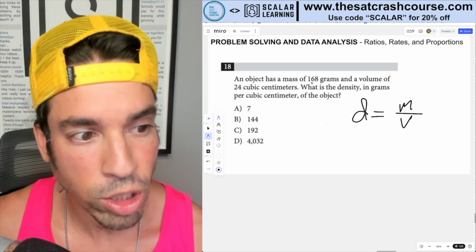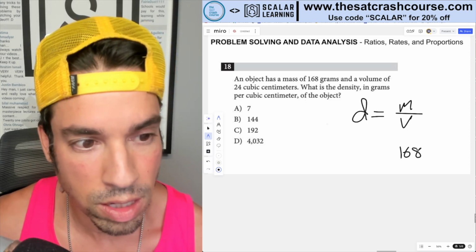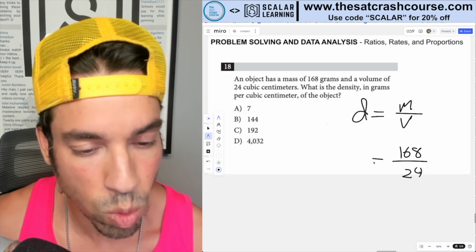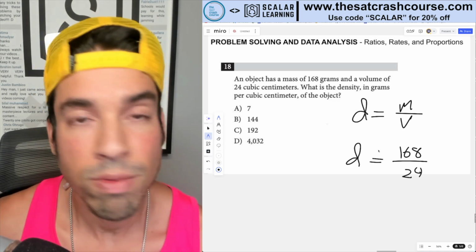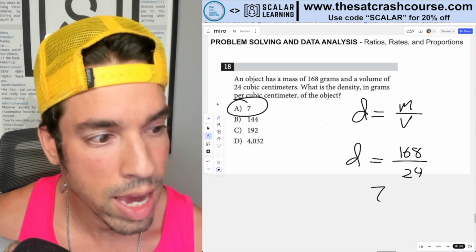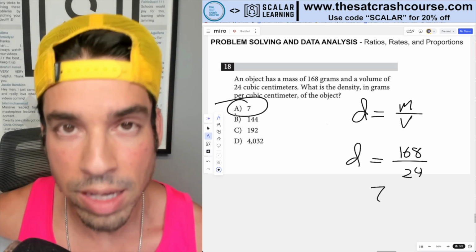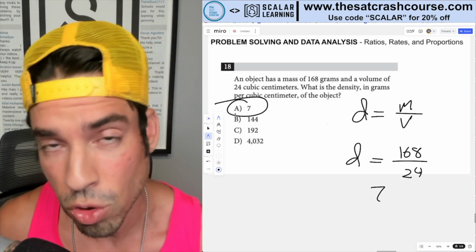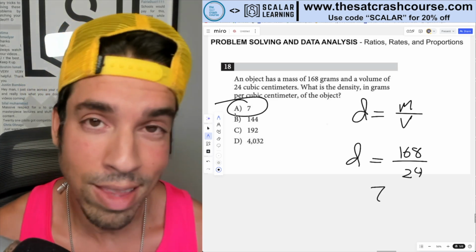So it says an object has a mass of 168 grams and a volume of 24 cubic centimeters. What is the density? So again, if you know the formula, it's pretty straightforward. 24 goes into 168 7 times. A is the winner, but I do think it's very important that you have this formula down. It's not too complicated, so make sure to review it right before the test. That's how you do it.